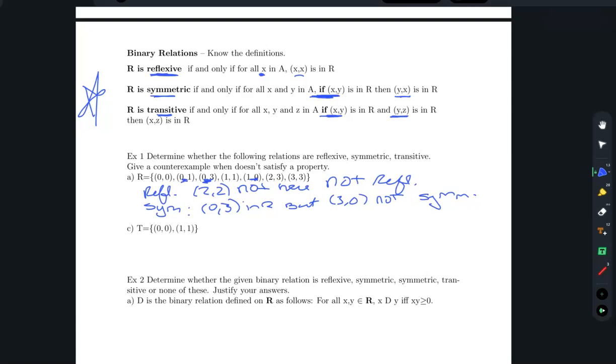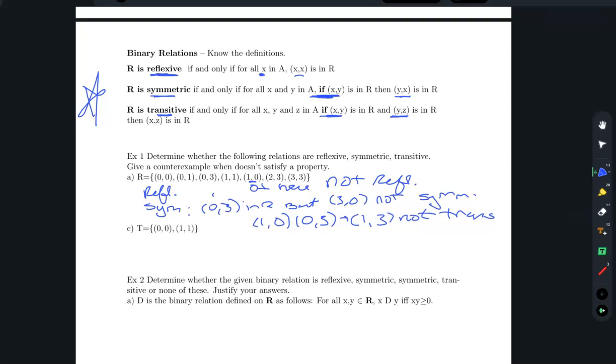Okay, so transitive. Let's look and see. I've got (0, 0) and (0, 1). Does that mean (0, 1) is in the set? Yep. So we're on the lookout to see if there's one that doesn't work. (0, 0), (0, 3), okay, that's (0, 3). What about (1, 0)? If I have (1, 0), and then I have (0, 3), do I have (1, 3) in the set? No. So not transitive.